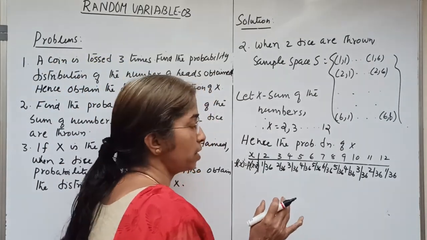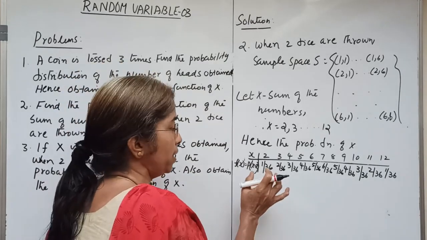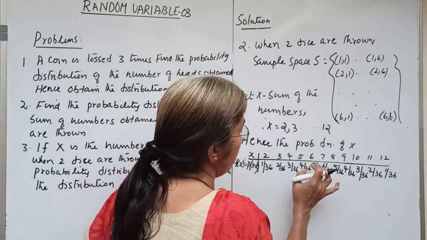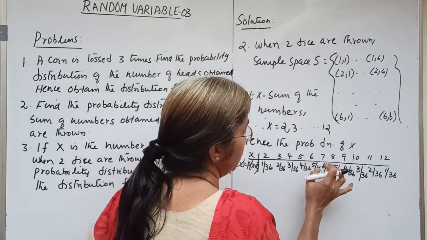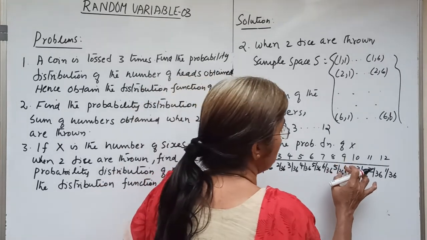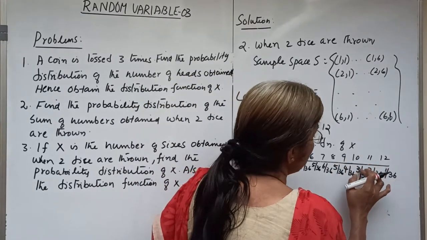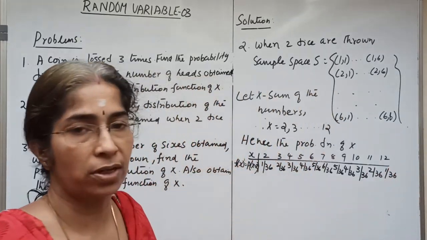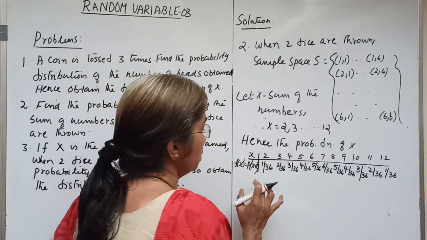So this total should be equal to 1. Let us check. 1 plus 2, 3 plus 3, 6 plus 4, 5, 10 plus 5, 15 plus 6, 21, plus 5, 26, plus 4, 30, plus 3, 33, 35, 36 by 36, the total equals 1. Okay, so this is right.